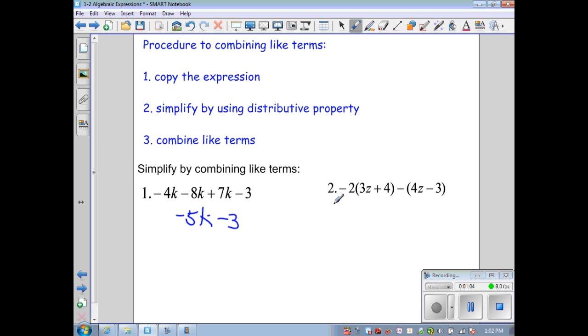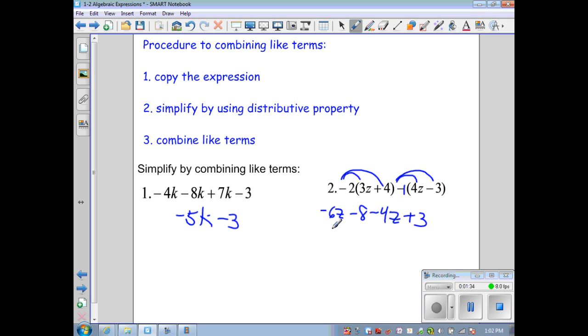Number 2, the first thing we want to do is copy the problem. Then we're going to simplify by using the distributive property. A -2 times 3z is a -6z. A -2 times a +4 is a -8. This is just like a -1 out in front of the parentheses. So here I'm going to use the distributive property again, which is a -4z plus 3.